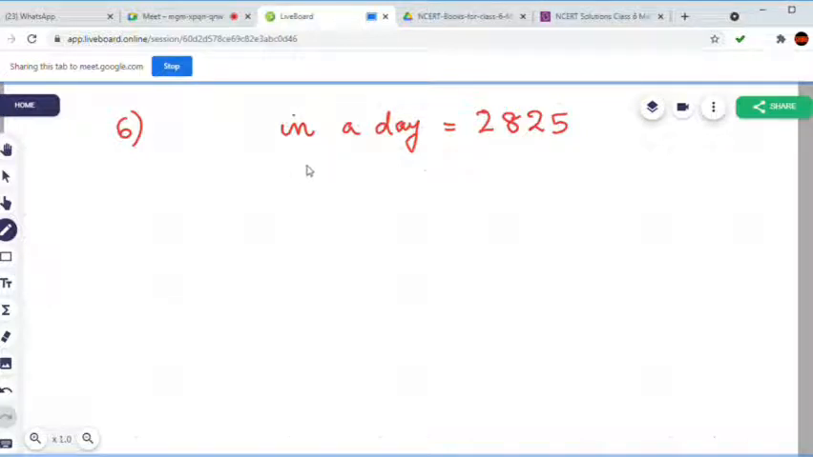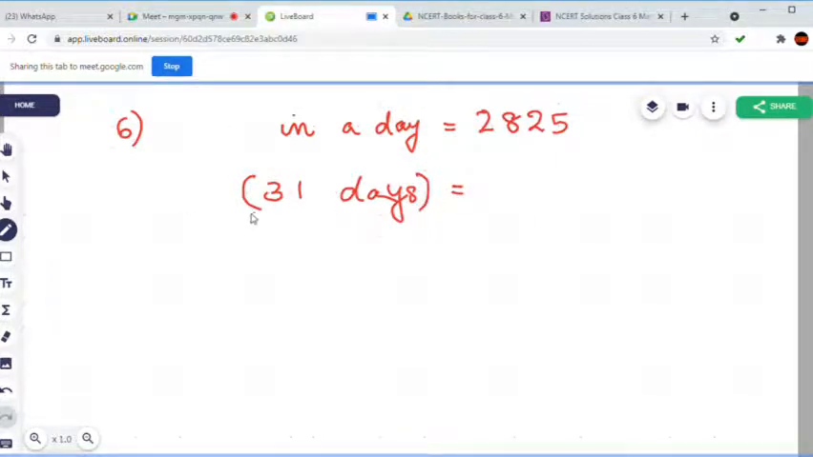Number of screws manufactured in a month. Okay, number of screws manufactured in January. Number of screws manufactured in January, in bracket you write 31 days. In January you know 31 days.